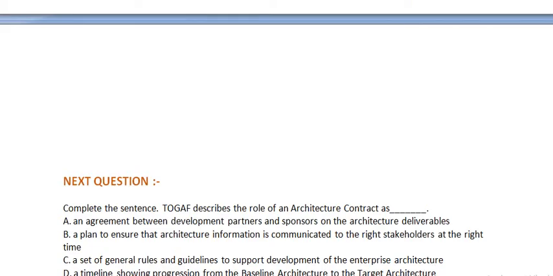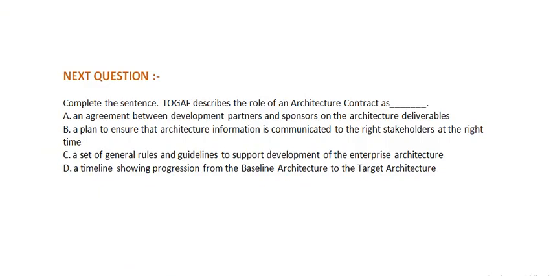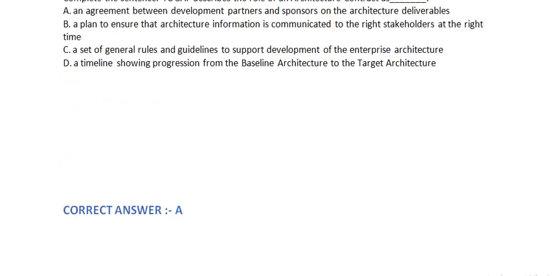Next question is, complete the sentence. TOGAF describes the role of an architecture contract as option A, an agreement between development partners and sponsors on the architecture deliverables. Option B, a plan to ensure that architectural information is communicated to the right stakeholders at the right time. Option C, a set of general rules and guidelines to support development of the enterprise architecture. And option D, a timeline showing progression from the baseline to the target architecture. The correct answer is option A.